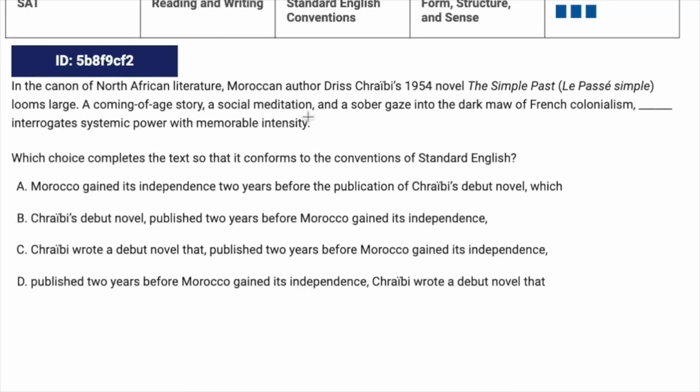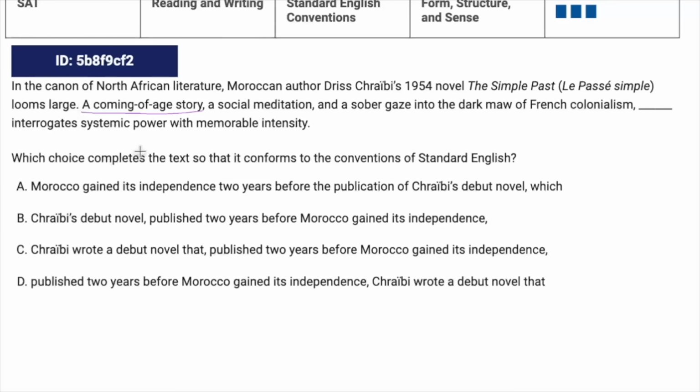So here we have something interesting going on. We basically have three different modifiers, so I could match up my subject to any of these. I'm just going to start with a coming of age story because that seems like the easiest, least convoluted choice to compare my subjects to.